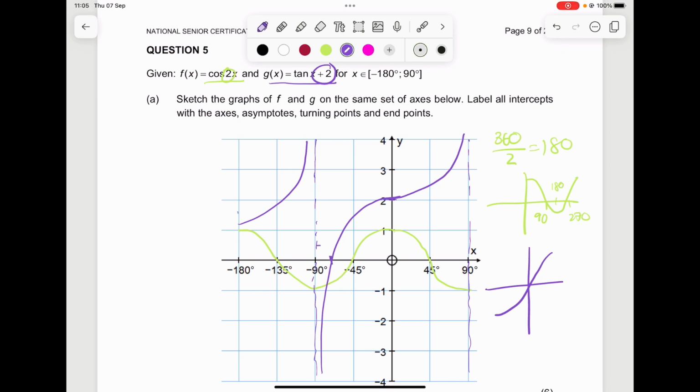Okay, so we also need to label the x-intercept, and that is when g of x is equal to 0. And we're looking for x, therefore it would be x is equal to tan inverse of negative 2. Okay, and that we get is negative 63.43.